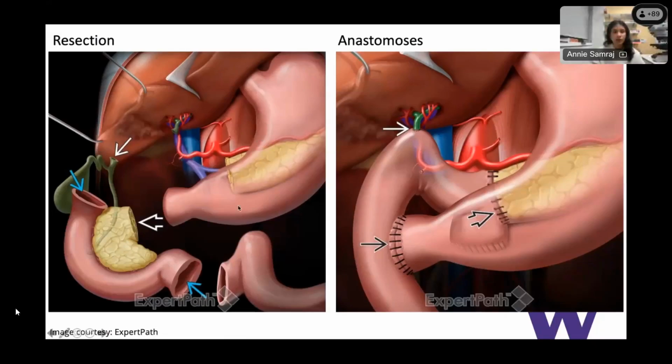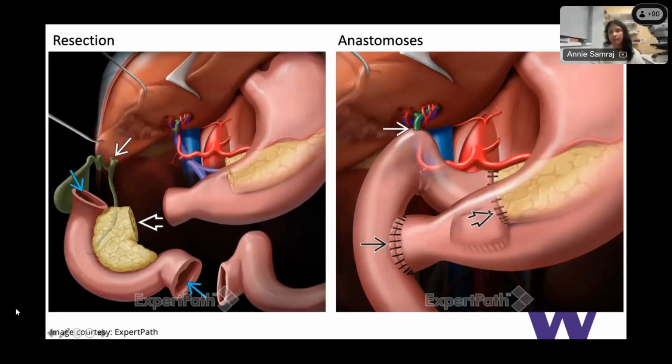So this is what it looks like in situ. This is what we're removing. Sometimes you also get a gallbladder along with the cystic duct, and not just the common bile duct. And for the anastomoses, the pancreas opens up directly into the small bowel. The bile duct opens up directly into the small bowel, and the stomach opens up into the small bowel as well.